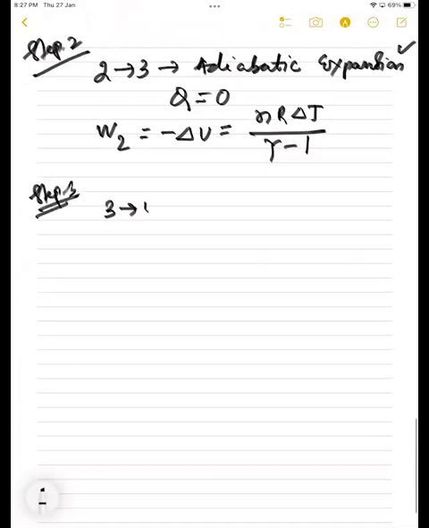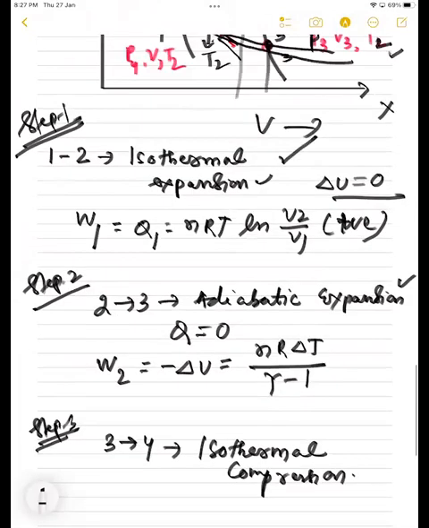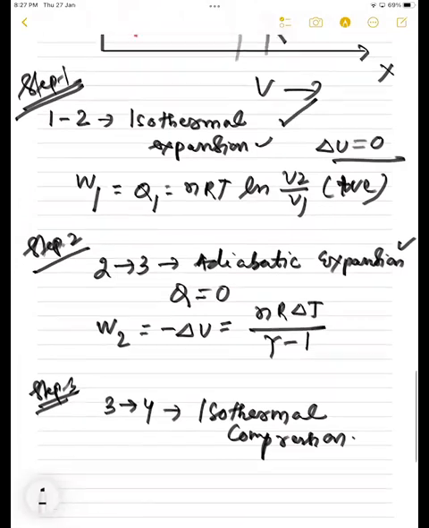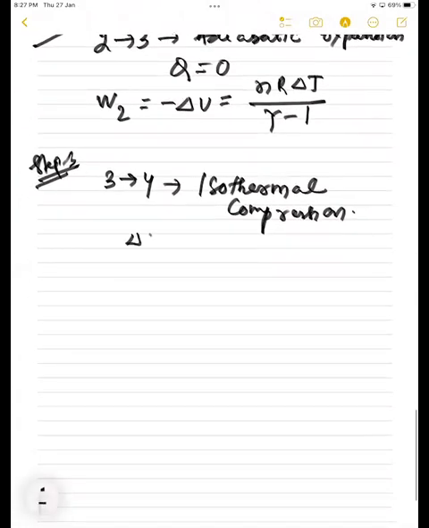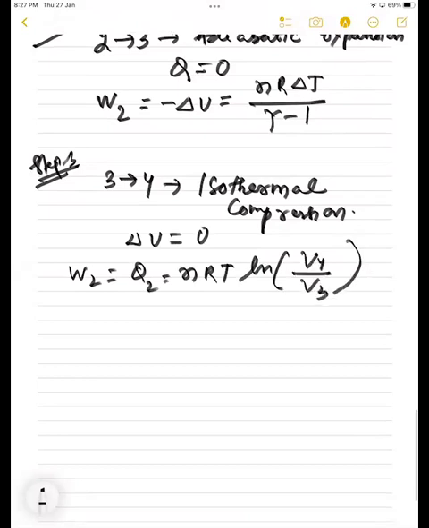3 to 4, students, that is isothermal compression, right? Heat is constant but it is compression here. So the same way as step 1, which was isothermal expansion, but here it is compression. Only work done will be negative, the rest is the same. That is delta U is equal to 0 and W2 is equal to Q2, that is nRT ln V4 by V3. That is negative work done, right?